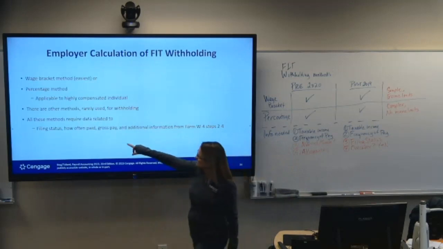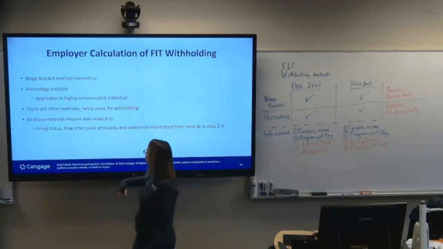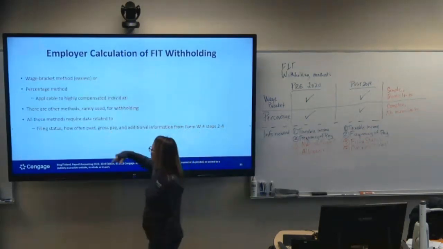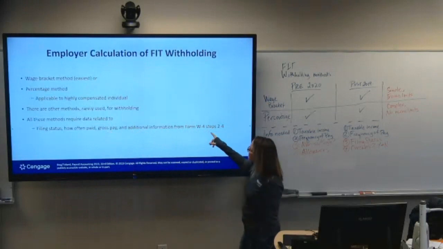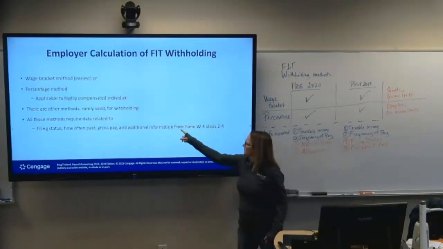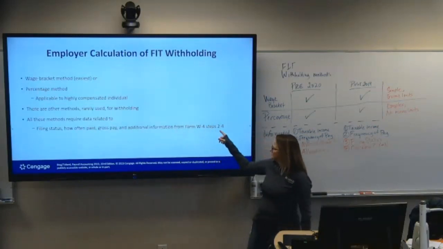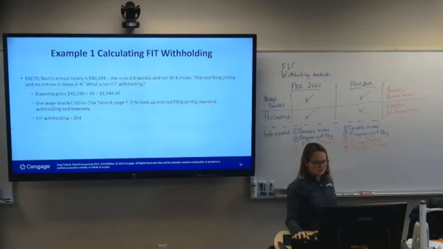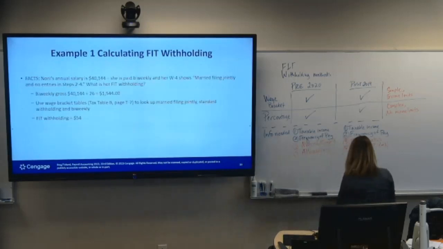So you'll see filing status, frequency of pay. They mentioned gross pay here. It's taxable pay, right? Taxable pay, and then any additional information. What didn't they mention here? Oh, well, this is included in that additional information from steps 2 through 4, because if you recall, step 2 is where that checkbox is. So that's just to refresh our memories.